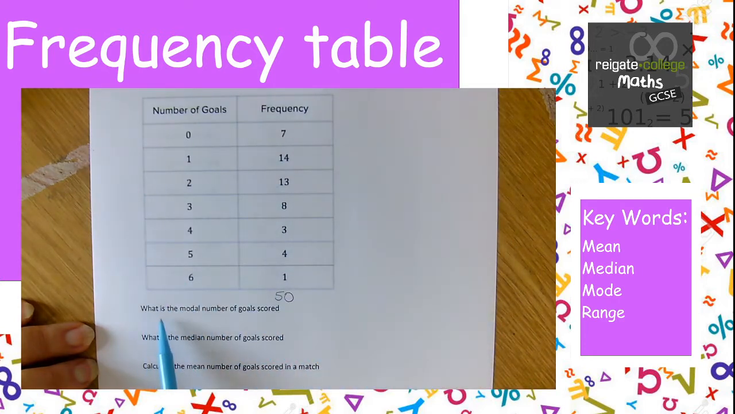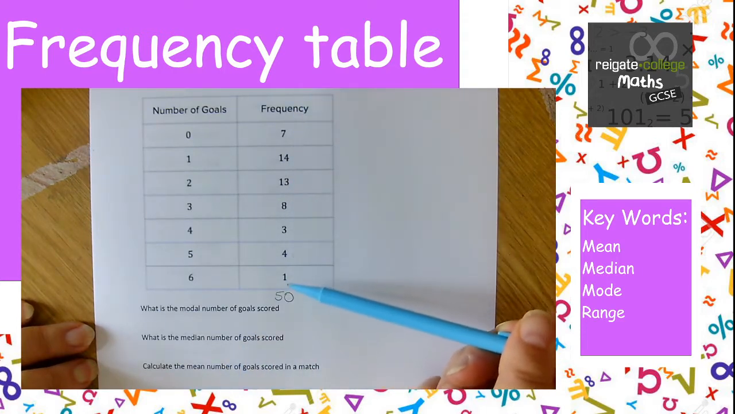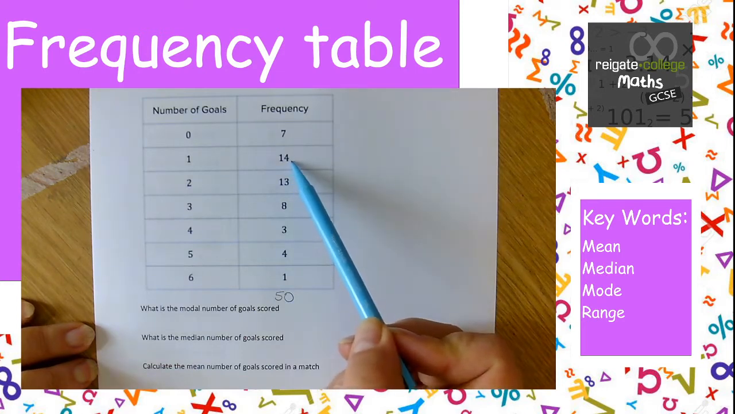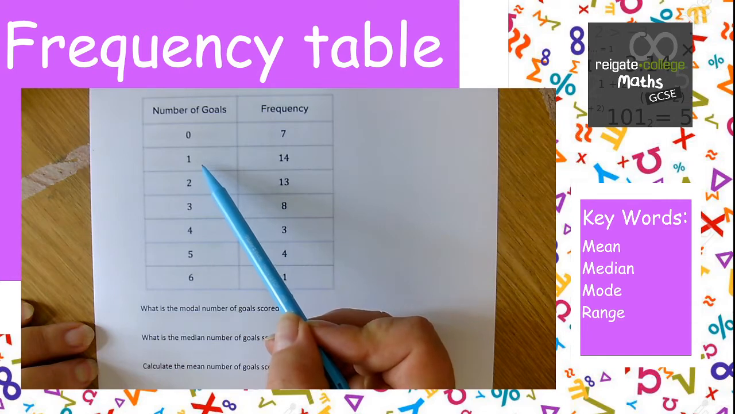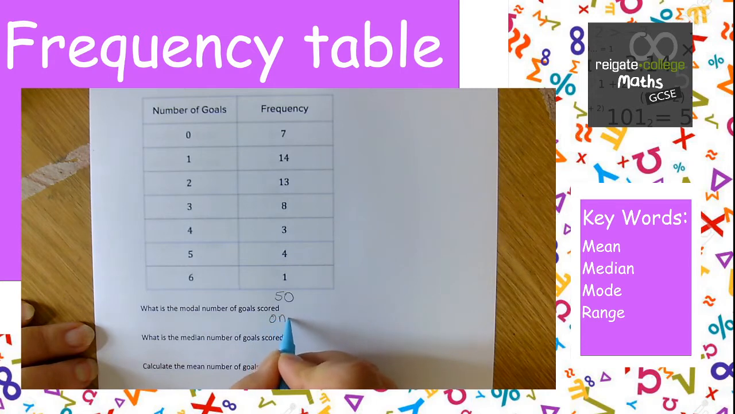When I'm asked what is the modal number of goals scored, I'm looking for the frequency that comes up the most. And as you can see, the frequency is 14, but the number of goals scored in that 14 matches is 1 goal each match. So the modal number of goals scored is 1.